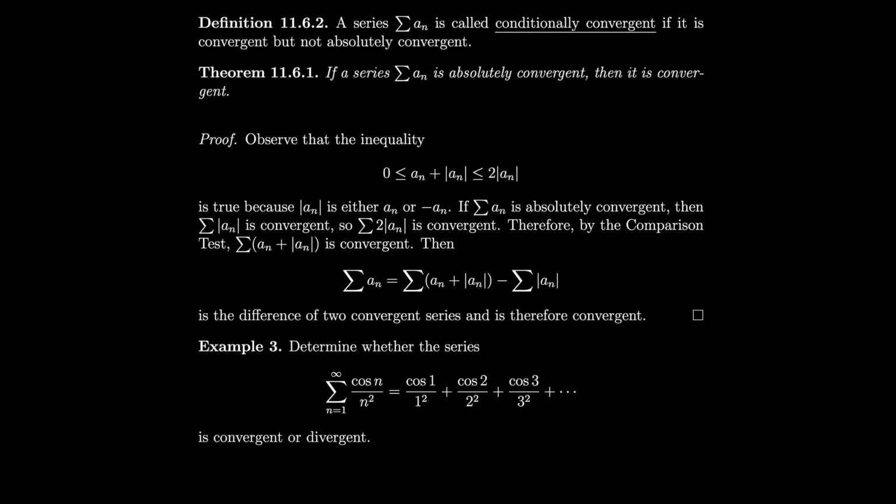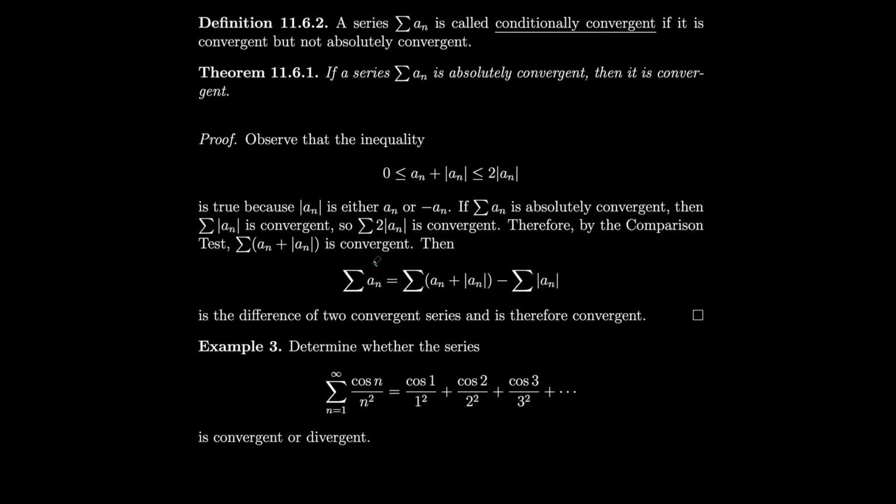We've got a_n, and we've got the absolute value of a_n. So that means that if a_n is negative, then a_n plus its absolute value is 0, and if a_n is positive, then this is just 2 times it. So either way, it's going to be between 0 and 2 times the absolute value of a_n. So if the series is absolutely convergent, then the sum of the absolute values is convergent. We can multiply by the constant 2, and it'll still be convergent. And therefore, by the comparison test, the sum of a_n plus the absolute value must be convergent because it's smaller than this by this inequality. Being smaller than a convergent series means you converge.